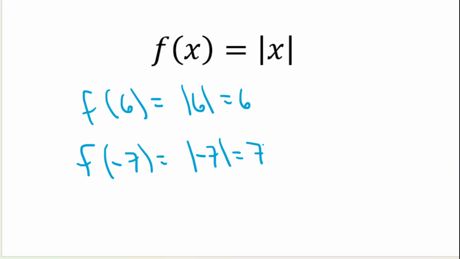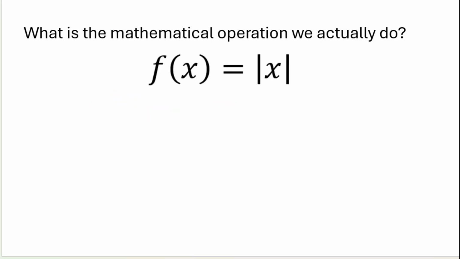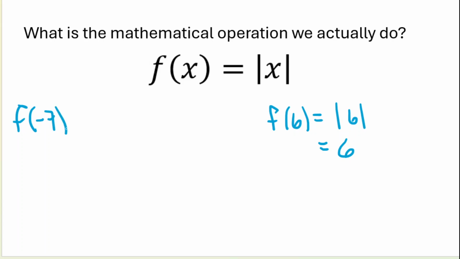But what does that mean in terms of a function? In other words, what is the mathematical operation that we're actually performing? Well, there's not one answer to that question. When I subbed in a number like 6, what the absolute value signs did was absolutely nothing. They were essentially ignored because the number within those brackets was already positive, so I didn't have to do anything. Whereas when I subbed in the -7 value, then the absolute value function actually made me do something to that input number.